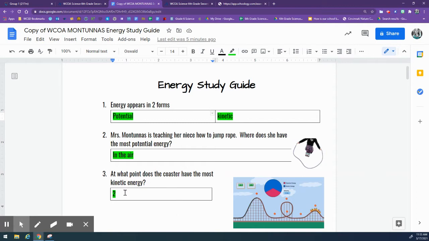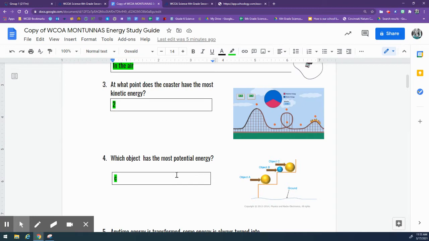At what point does the coaster have the most kinetic energy? That would be when it's going down the biggest hill. So at the bottom, right there at position 2, the coaster would have the most kinetic energy. At position 1, it would have the most potential energy.